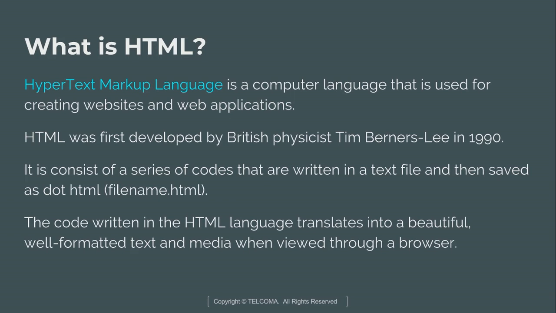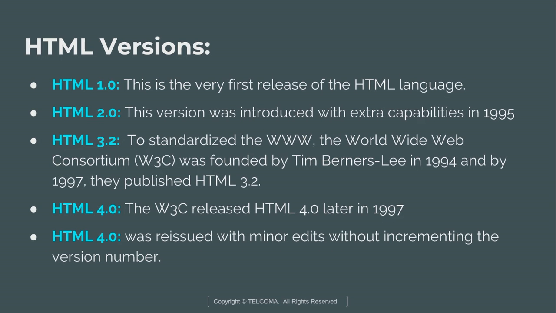Next are the HTML versions. These are the HTML versions that have gone through upgrades. The first one is HTML 1.0. This is the very first release of the HTML language, and it is also known as the bare-bones version of the HTML language. The next version is HTML 2.0.